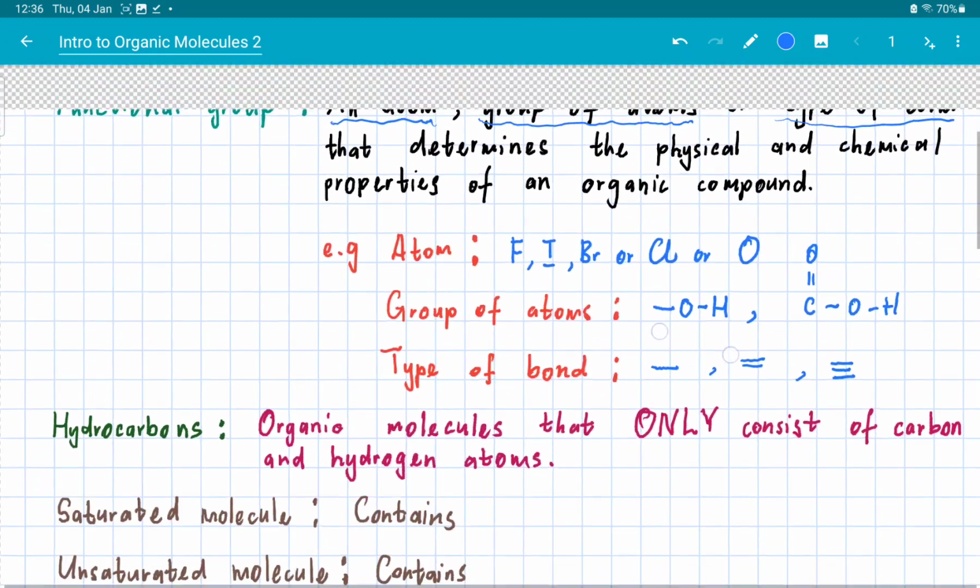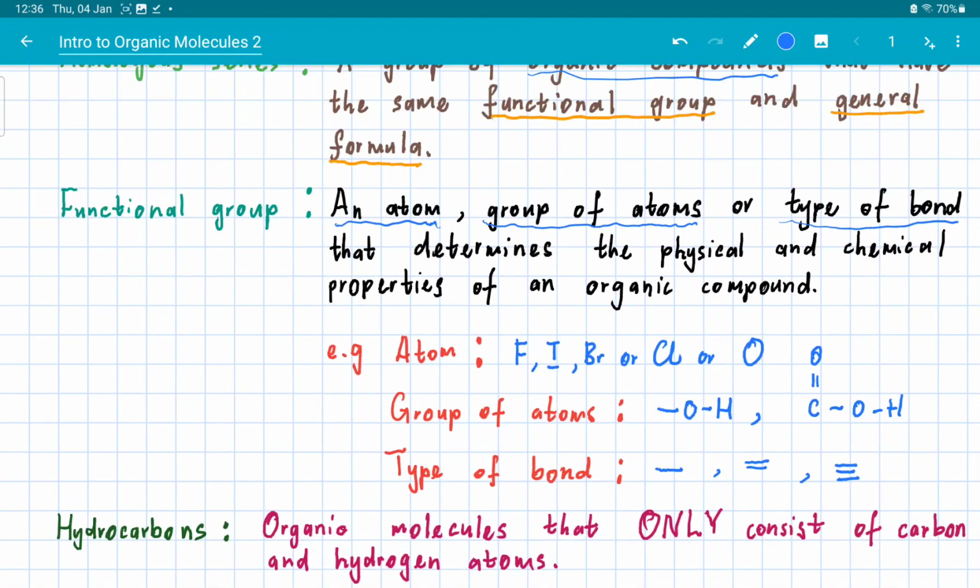Now the alkanes, alkenes, and alkynes are defined as hydrocarbons. Why? Because you only find carbon atoms and hydrogen atoms only.